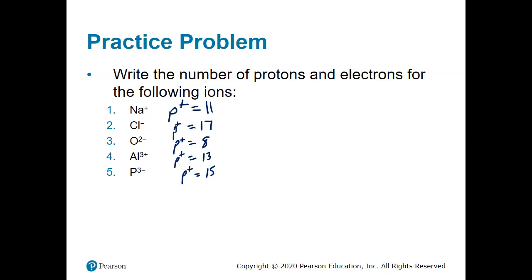Since all of these are charged, however, what we need to look at, what is going to vary and change, are going to be the electrons themselves. So in the case of sodium, I have 11 protons. I have a positive 1 charge. So I have 1 more positive than negative. I'm going to have logically then only 10 electrons.